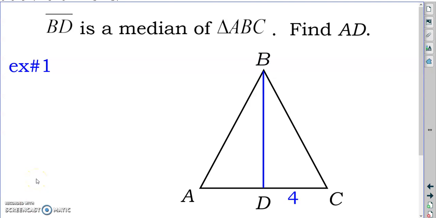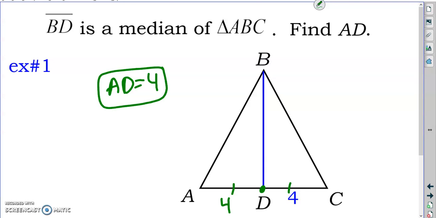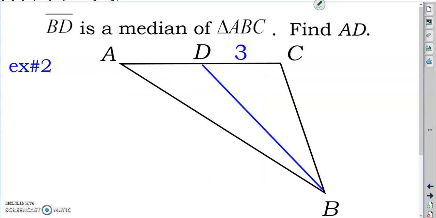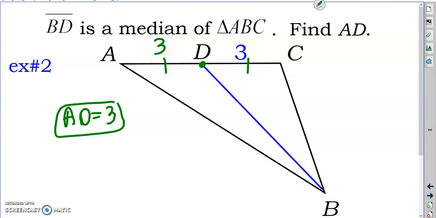So if BD is a median of this triangle, find the length of segment AD. Well, since D is the midpoint, we know that this half is congruent to this half. So if DC is 4, then the length of AD is also 4. So same thing here. D is the midpoint because segment BD is a median, therefore this half, DC, is congruent to this half, AD, so since DC is 3, the length of AD is also 3.